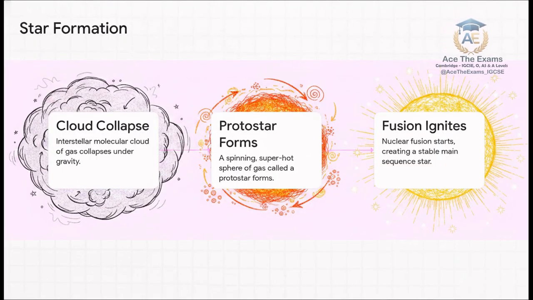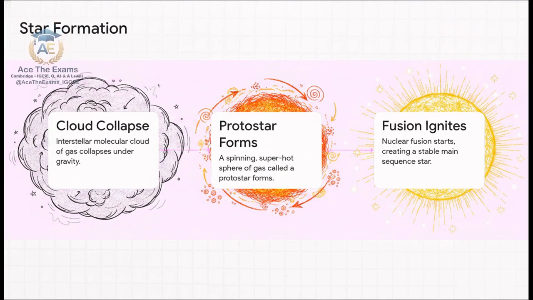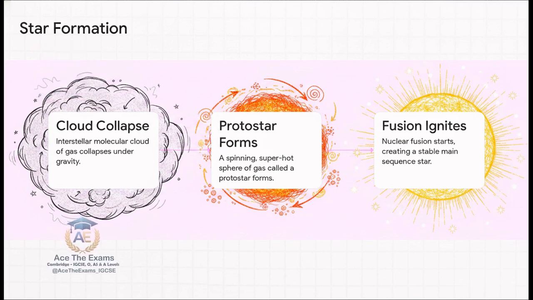If you get a describe the formation of a star prompt, you need chronological steps. Step 1, a cold, dense molecular cloud of gas and dust begins to collapse under its own gravity. Step 2, as it falls inward, gravitational potential energy transfers into kinetic and then thermal energy, forming a spinning, super-hot protostar. Step 3, the core temperature reaches a critical threshold, nuclear fusion ignites, and a stable main-sequence star is born.